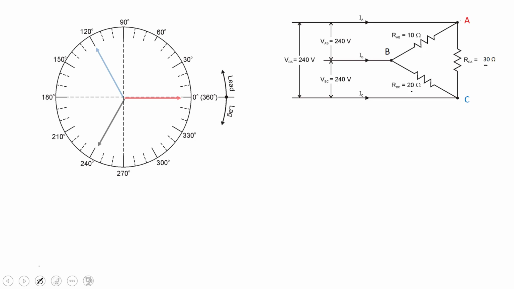What I've also done here is construct a phasor diagram, and I put our line voltages or phase voltages in delta, V line the same as V phase, already plotted on there. So we've got our VAB, VBC, and VCA.